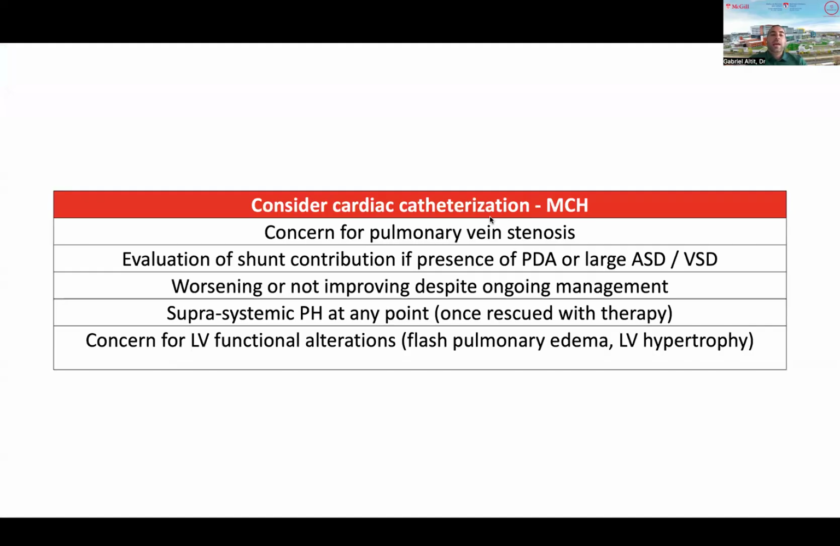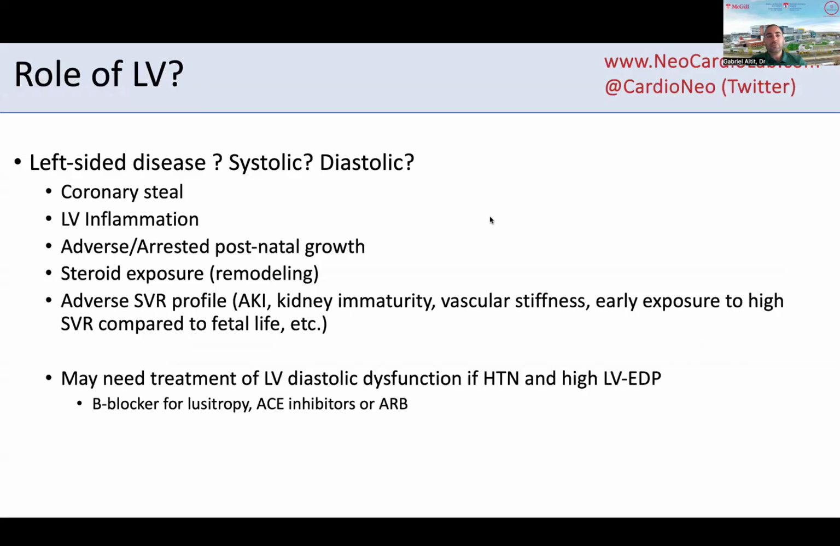So when do we do cath? Obviously, pulmonary vein stenosis concerns, evaluation of shunt contribution if there's a PDA or large ASD, VSD. If we're worsening or not improving despite ongoing management, if at any point we were suppressed systemic, once we introduce some rescue therapy of the right ventricle, and if there's any concerns for LV functional alterations or left-sided disease like flash pulmonary edema, especially when introducing pulmonary vasodilators, or LV hypertrophy.